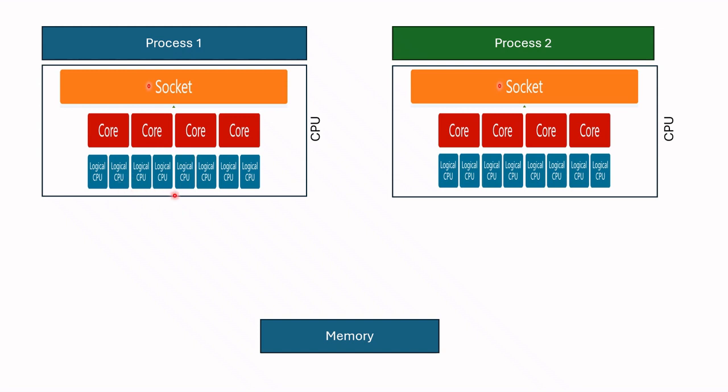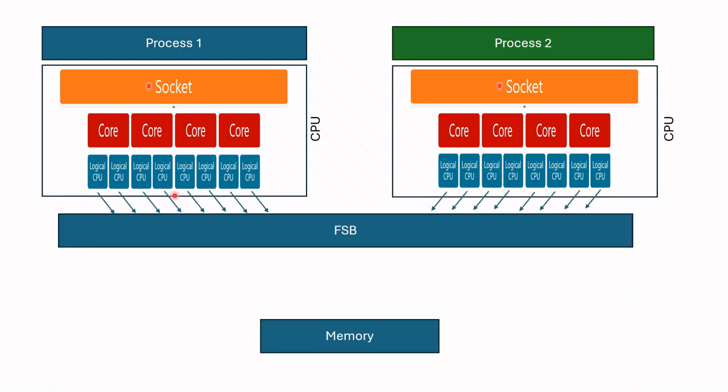Each task requires memory, of course. We cannot run the tasks without memory. So they will try to get memory, but they cannot do it directly. They will first connect to the front side bus. The front side bus directs this request to the memory controller, and the final request reaches memory. Then memory is allocated to each task being run on CPU.